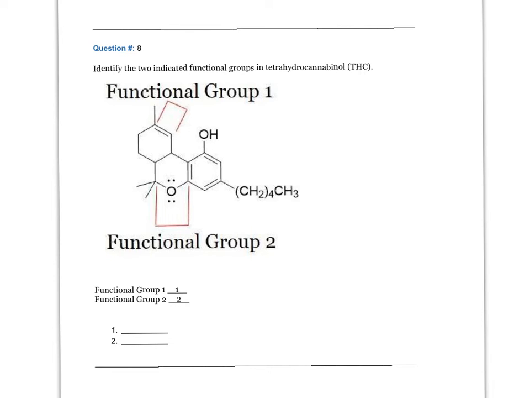So functional group 1 is an alkene. A carbon-carbon double bond is an alkene functionality. Functional group 2 is an ether. Those are the two indicated functional groups.